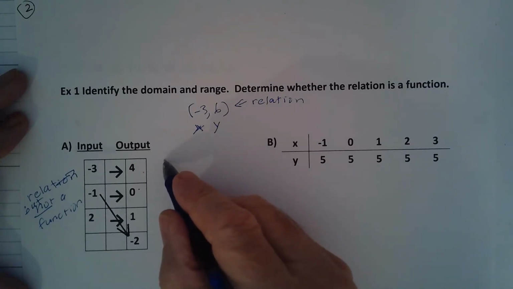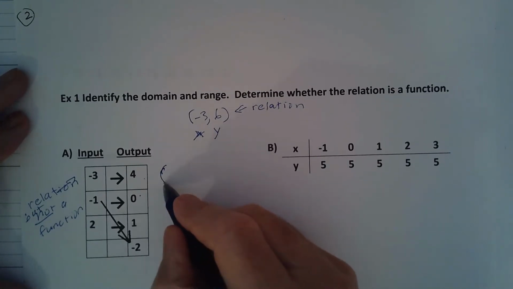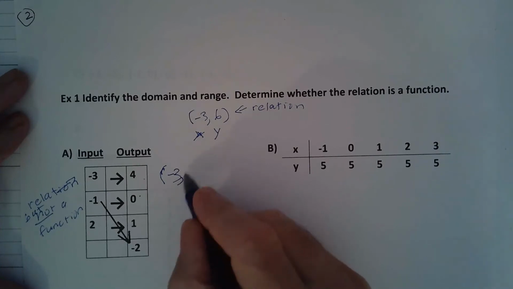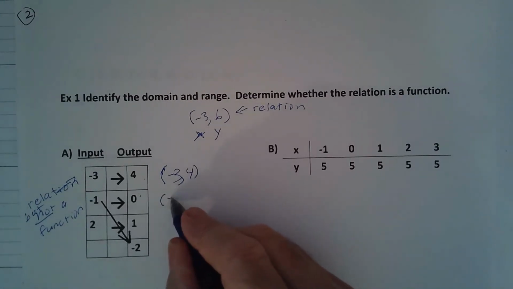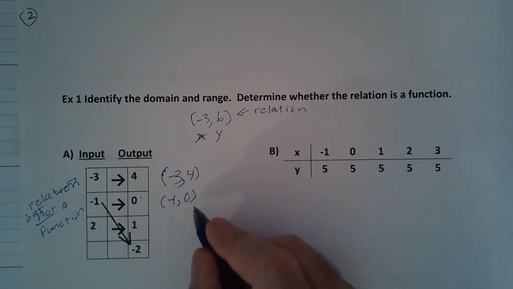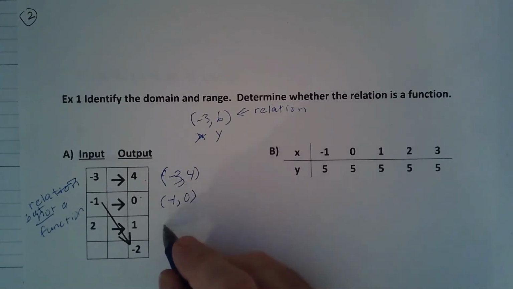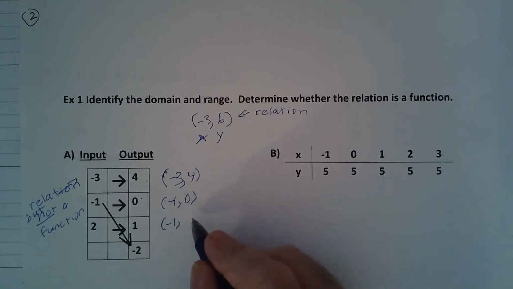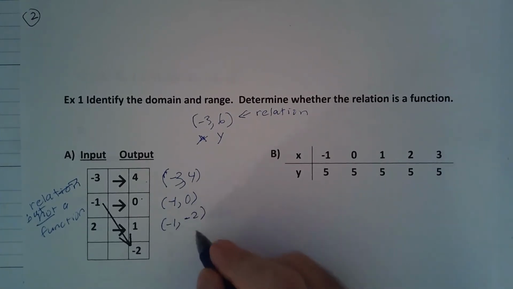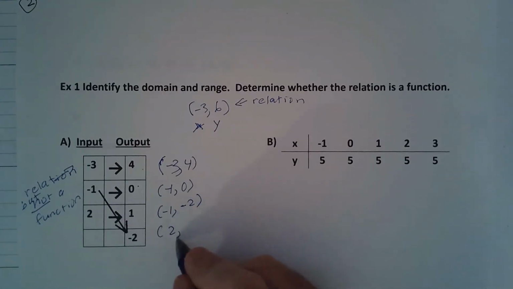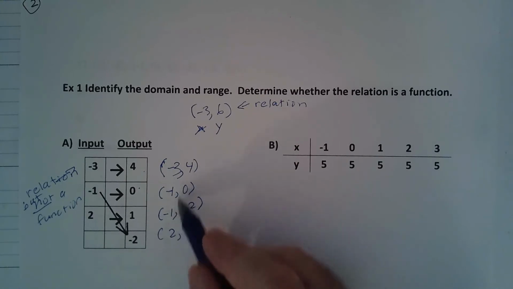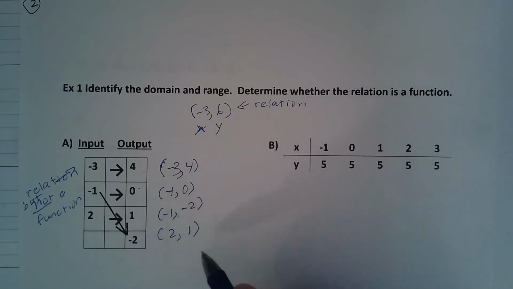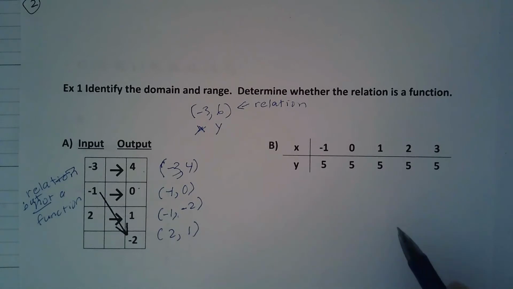Okay, and so how would you show these inputs and outputs? You would show them as ordered pairs. So the first one would be -3, 4. The second one would be -1, 0. The next one would be -1, -2, and the last one would be 2, 1. So again, because of this issue of -1 having two outputs, it wouldn't be a function.